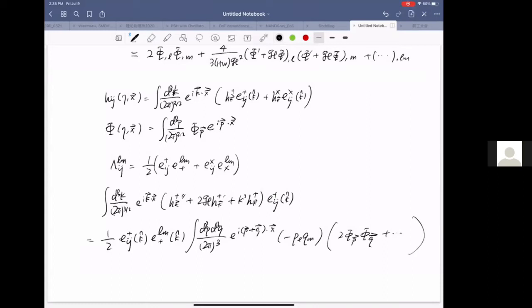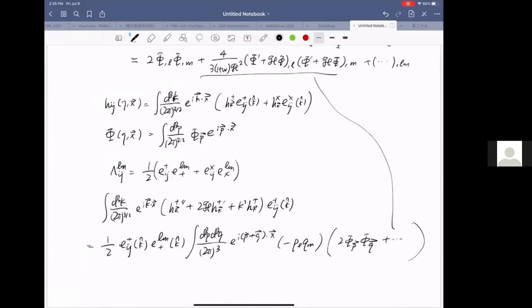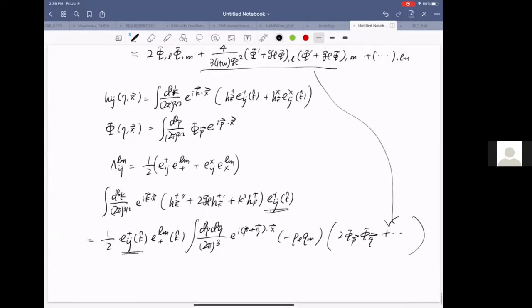And this dots means this has the same structure as this one. So immediately you see that both of these are proportional to this one. We have a similar equation for the cross polarization, and then you do the inverse Fourier transformation to just drop off the k dependence on the left hand side. Then on the right hand side you have an integral like this.